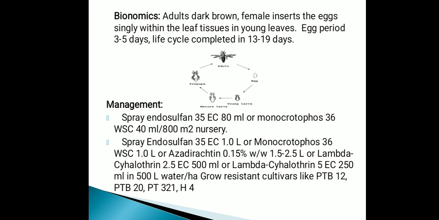So, the life cycle of thrips. Adults are dark brown in color. Females insert the eggs singly within the leaf tissues in the young leaves. Egg lifespan is 3 to 5 days. The total life cycle is completed in 13 to 19 days.